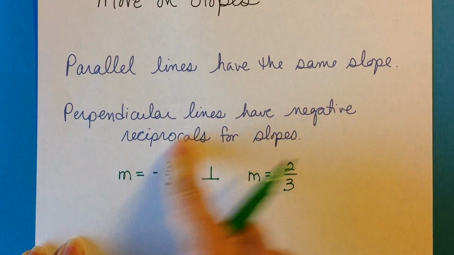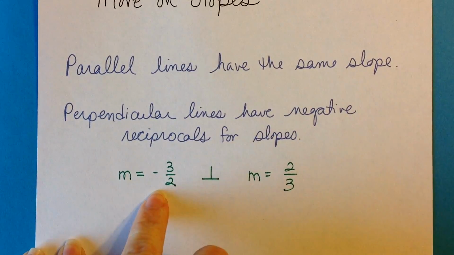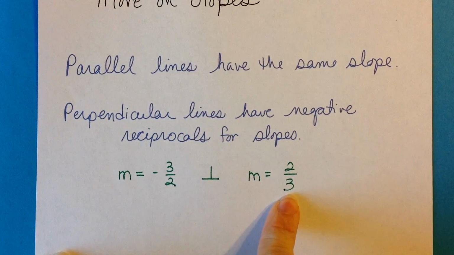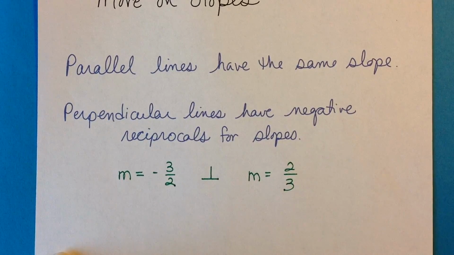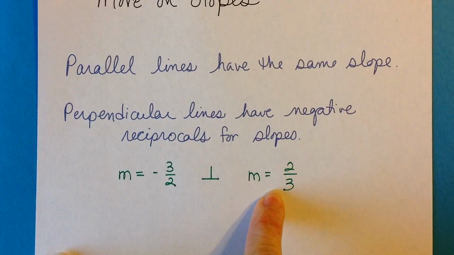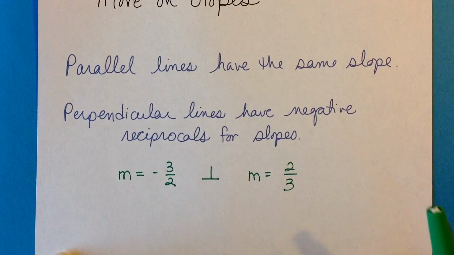So negative reciprocal, negative just simply means you have to change the sign. If it starts out negative, you change it to positive. If it starts out positive, then you change it to negative. And of course, reciprocal means that you need to flip it. So I could have started you out with this and said, what's the slope of the line that's perpendicular? And you would have given me this. So that's what it means by a negative reciprocal.